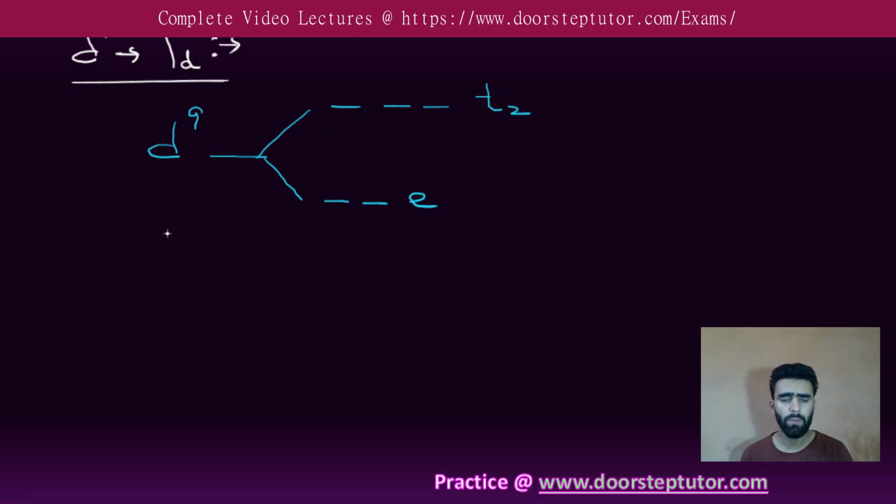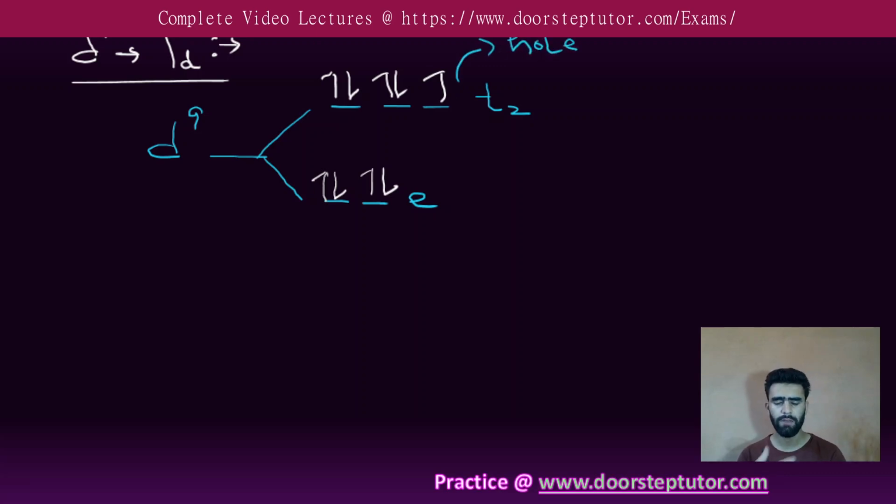Now how many electrons do we have to fill? We have to fill 9 electrons. So we will fill like this: 1, 2, 3, 4, 5, 6, 7, 8 and 9. Now we have already studied that this will be our hole. So it seems that there will be a hole transition.